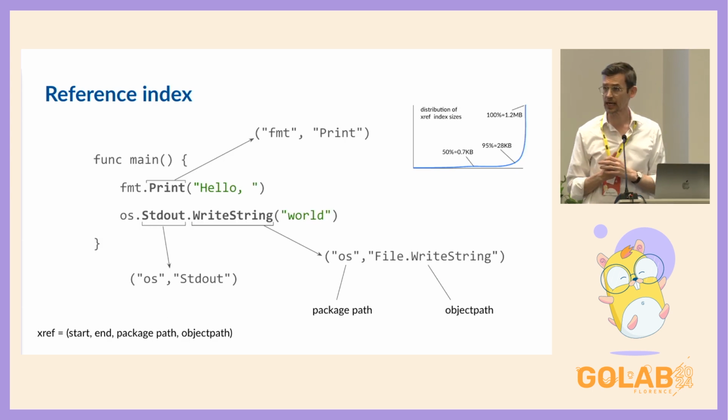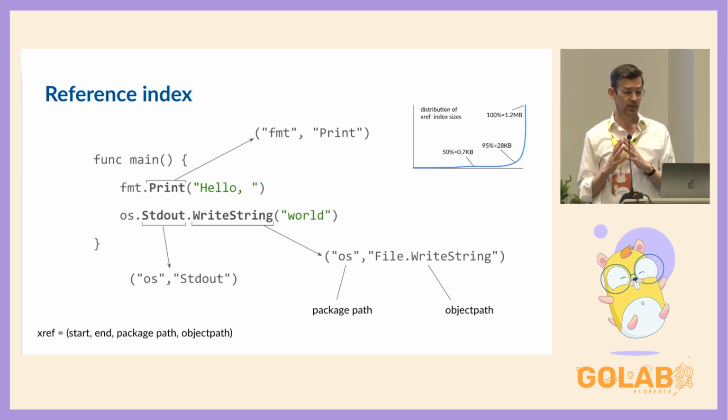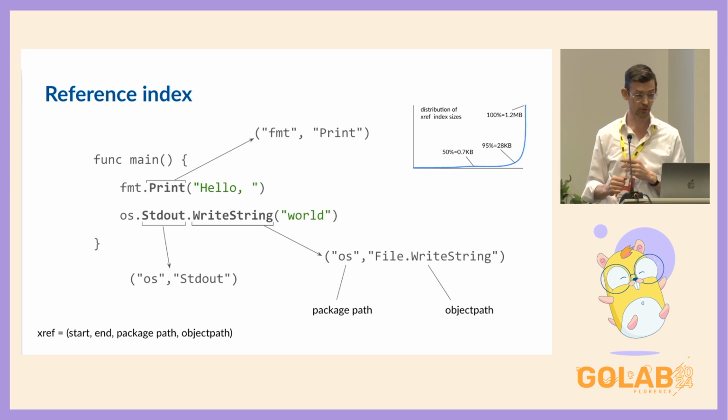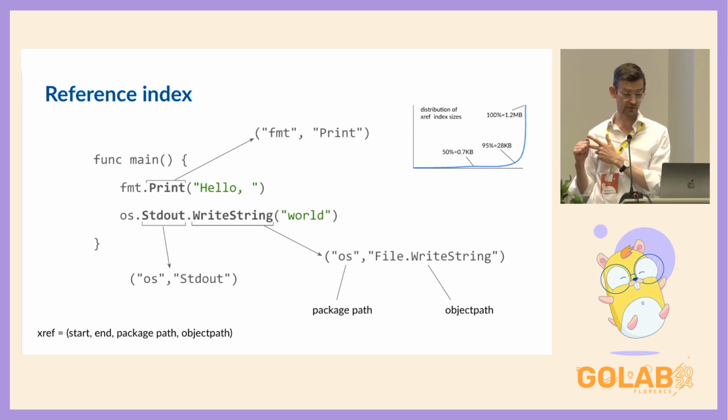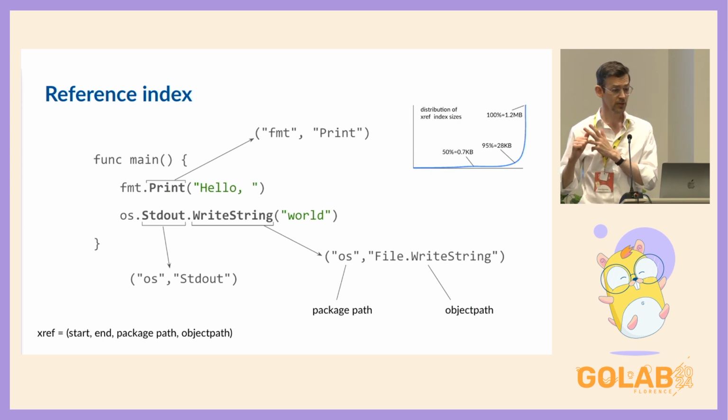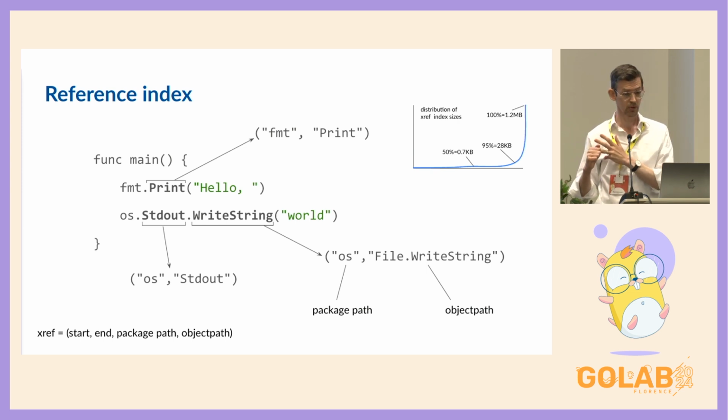So let's now look at the structure of the index. For cross-references from one package to another, we need to build a special kind of index. And the code here shows you a small program that refers to 3 symbols from another package. There's fmt.Println, there's os.Stdout, and there's the WriteString method. For each reference to these symbols, we record 4 pieces of information. We need to know the start and end location of the reference, each of which is a file, line, column triple. We need to know the path of the package that defines the symbol, and we need to know the stable name, the object path of that symbol within its package.